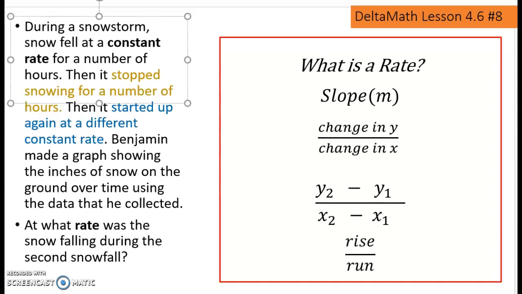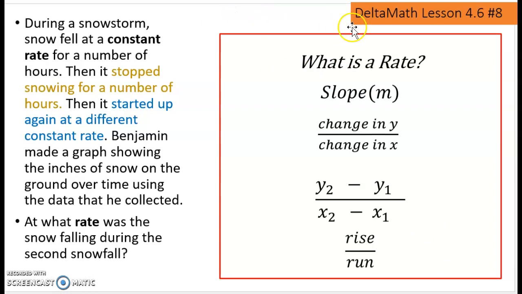When we look at this scenario, the first thing that we should notice is that it's talking about a constant rate. So we have to think to ourselves, what is a rate? A rate, okay, can mean lots of different things. It all means the same thing, but it can be expressed differently. The rate can be the slope, okay, which is m. How do you find slope? It's the change in y over the change in x. How do you break that down? y2 take away y1 over x2 take away x1. We're going to think about it as the rise over the run. Very important to unpack this.